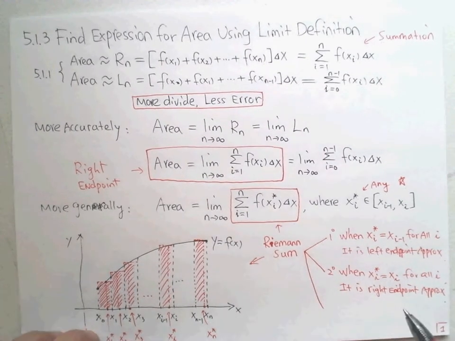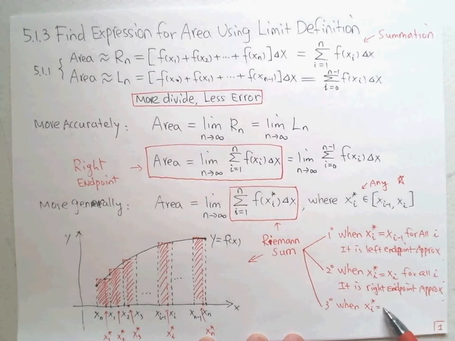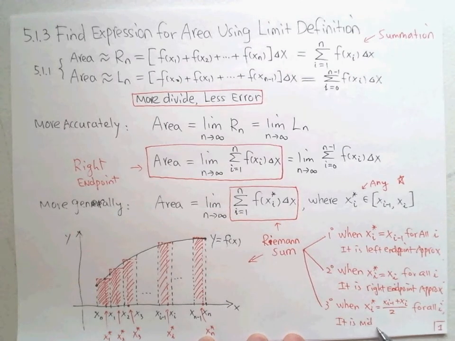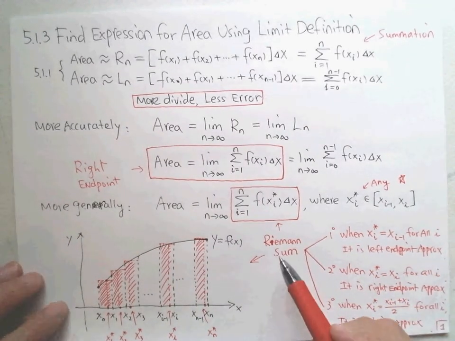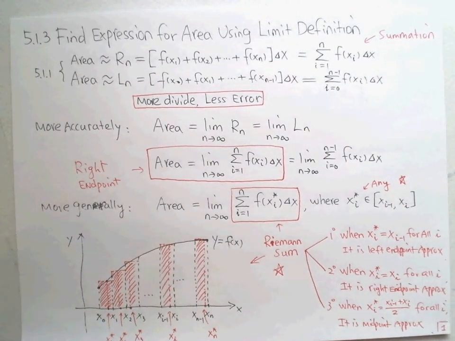So if we say the middle, how do you say the middle? Is this? If you pick xi star as the average, meaning xi minus 1, the left end point, plus xi, the right end point, divided by 2, this is the middle, right? If for all i, in this way, the Riemann sum is the middle point approximation. Okay, this is very general. So the Riemann sum is the most important one.